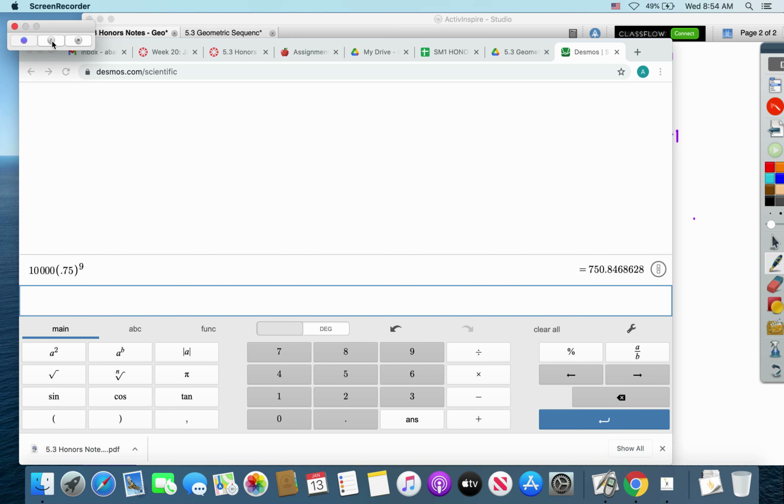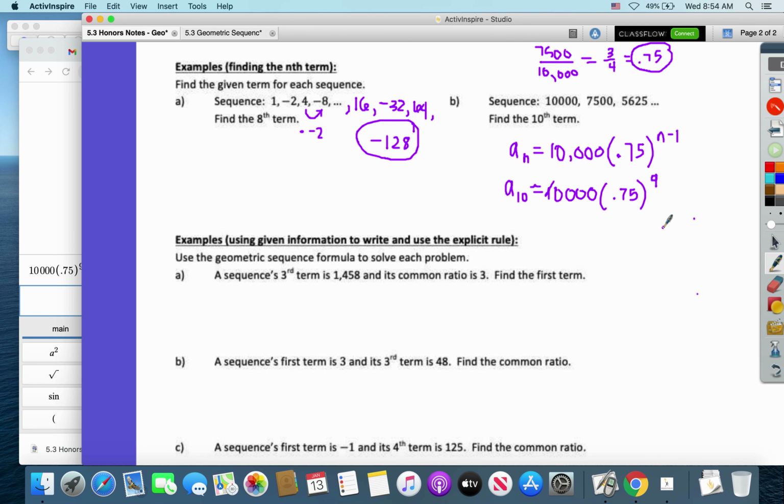So 750.84 is our answer. Rounding that, we can just write 750.85 for our 10th term.